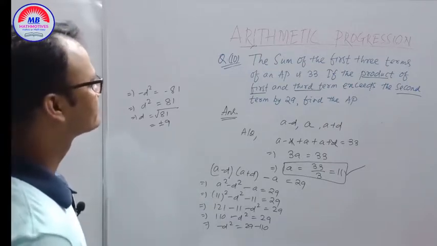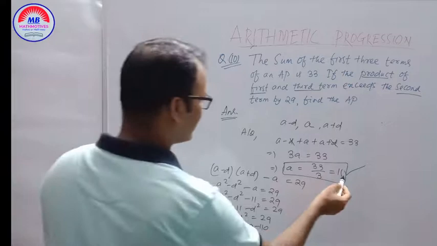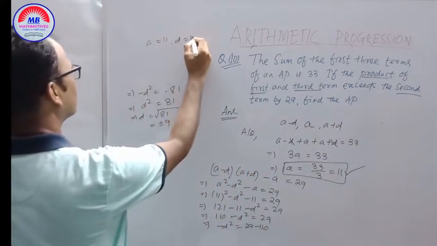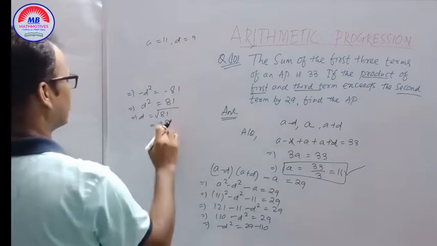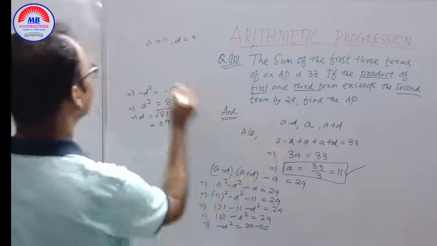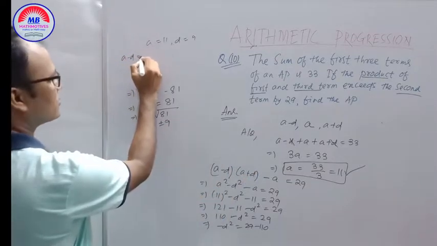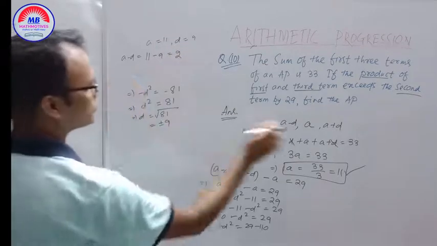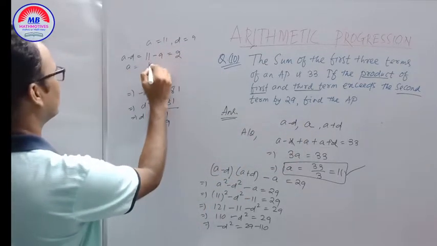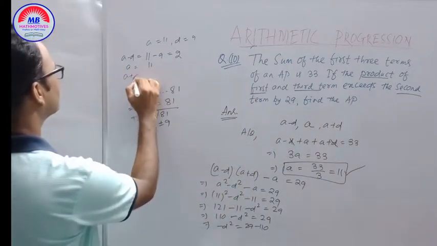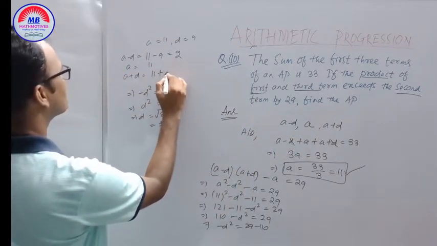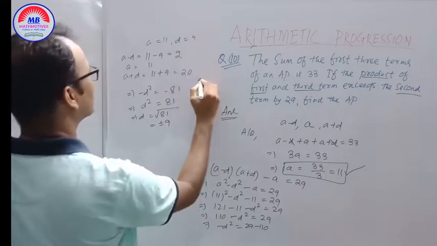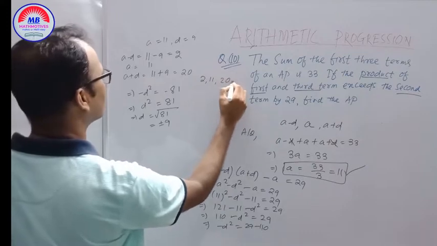What to find? Find the AP. You see, AP: A equal to 11 and D equal to 9. First we take plus 9. So the AP will be A minus D. A minus D is equal to A is 11 minus 9, that equals 2. The second term is 11. Third term A plus D. A is 11 plus 9 equal to 20. This is the AP, so AP is 2, 11, 20.